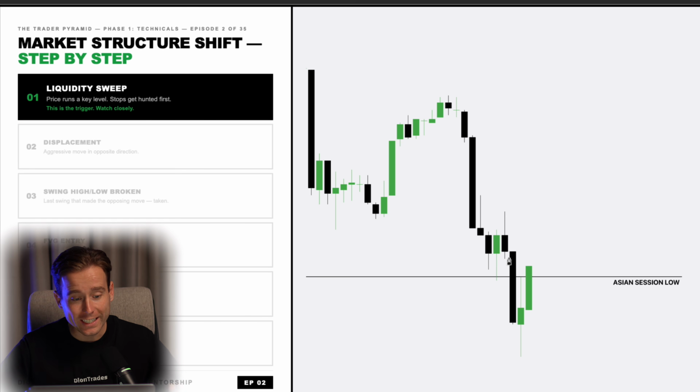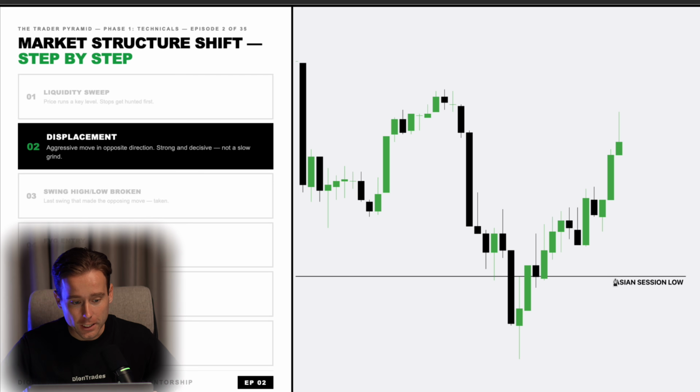Price runs to a key level. And a key level can be a session high or low, like Asia, London, or New York, or a daily or weekly high and low. But there needs to be some form of stops getting hunted first. That is the trigger. And watch closely what happens after. Because the single best filter you can use for a market structure shift is displacement. An aggressive move in the opposite direction.